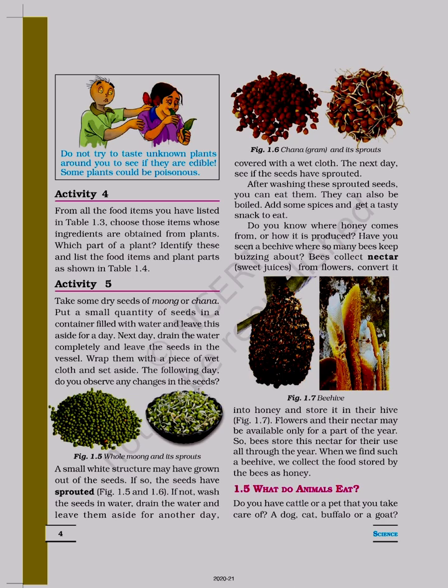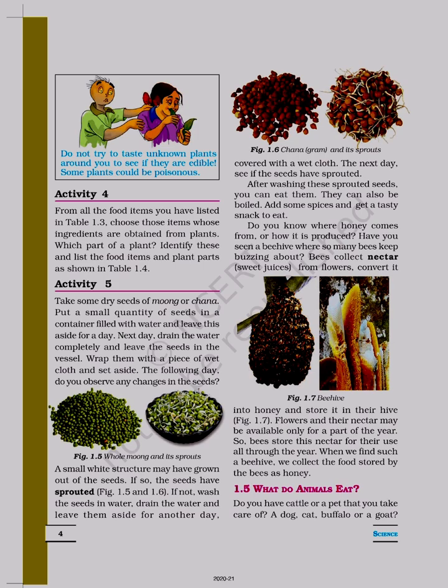Do you know where honey comes from or how it is produced? Have you seen a beehive where so many bees keep buzzing about? Bees collect nectar, sweet juices from flowers, convert it into honey, and store it in their hive. Flowers and their nectar may be available only for a part of the year. So, bees store this nectar for their use all through the year. When we find such a beehive, we collect the food stored by the bees as honey.